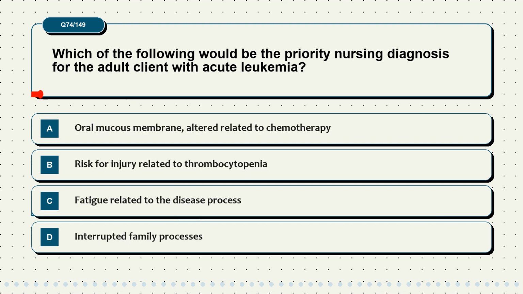Question 74. Which of the following would be the priority nursing diagnosis for the adult client with acute leukemia? Here are the options. Option A. Oral mucous membrane, altered related to chemotherapy. Option B. Risk for injury related to thrombocytopenia. Option C. Fatigue related to the disease process. Option D. Interrupted family processes.